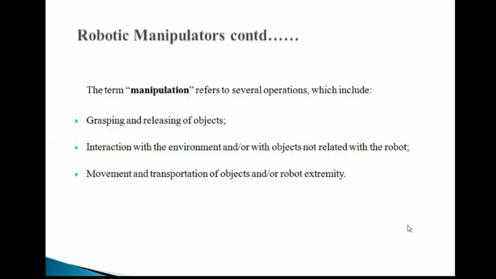So robotic manipulator basically refers to the term manipulation. There are different operations included in the term manipulation, which includes grasping and releasing of objects, interaction with the environment and/or with objects not related with the robot, then movement and transportation of objects and/or robot extremity.